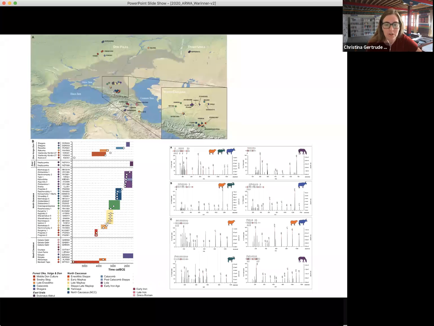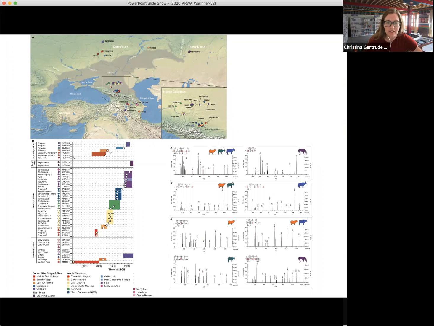This is brand new work, and I can't show all the results just yet. We're preparing this for submission now, but you can see we've now sampled quite a few sites throughout the North and South Caucasus, as well as neighboring regions in the Trans-Urals and the Don Volga region. We have fairly good temporal spread from about 6000 BC all the way up to the first millennium CE.